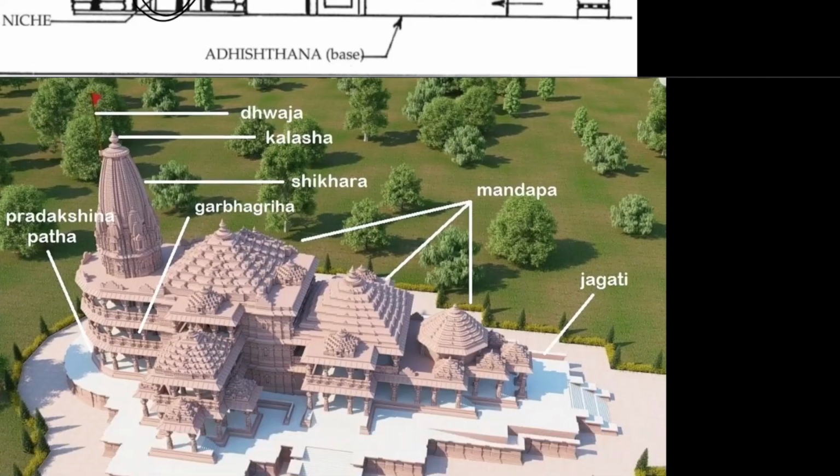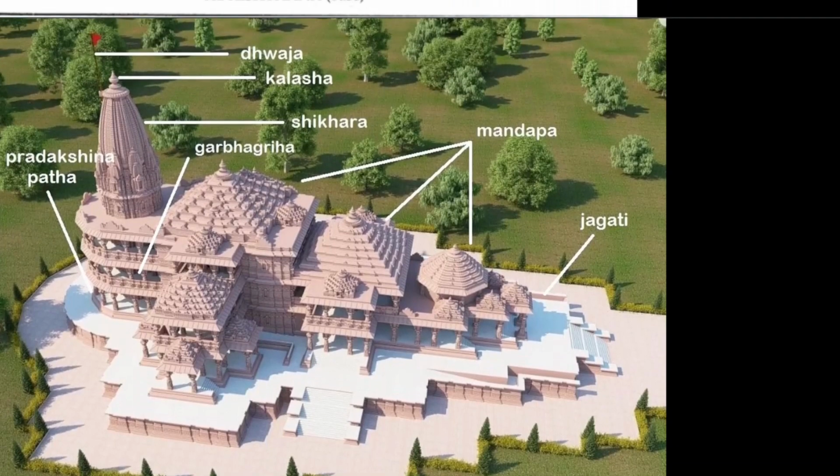Alright, let's move forward and focus upon the architecture of the Ram temple. So here we see the top flag or the Dhwaj, and on the top we see a Kalash. Beneath the colors, we see the most important feature of the Nagar style, that is an elaborated shikhar.